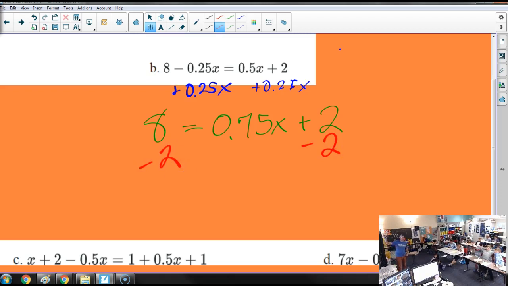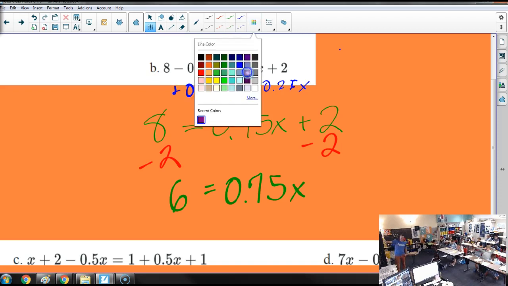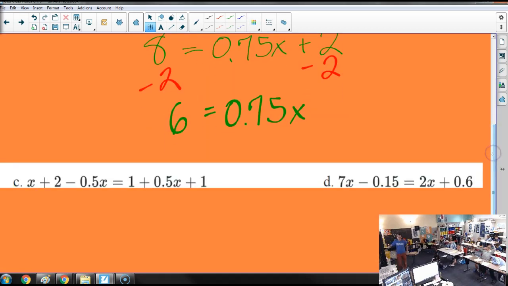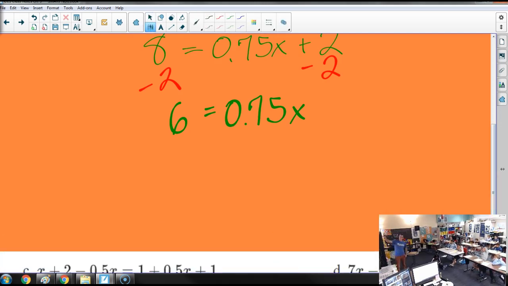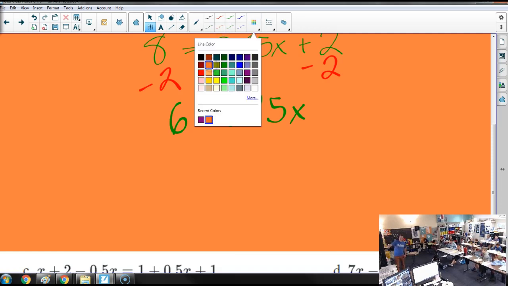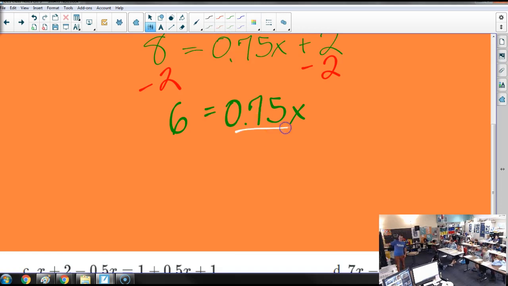6 times 0.75. Now, again, there are multiple ways to solve this. This is just the way I took. But at the end here, I have 6 is equal to 0.75x. We can do a division. You know, well, I won't choose orange. I'll do that in white.